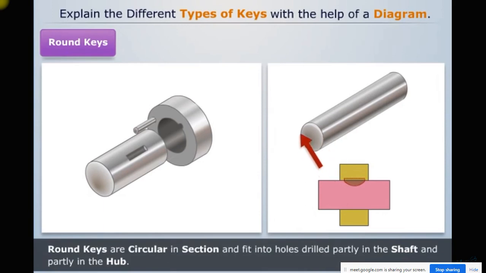Round keys are circular in section and fit into holes drilled partly in the shaft and partly in the hub.